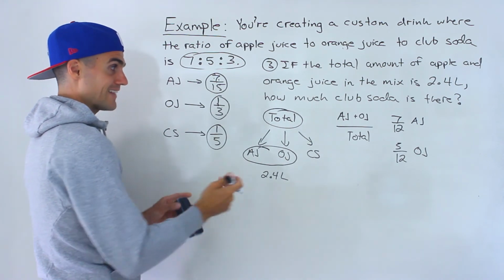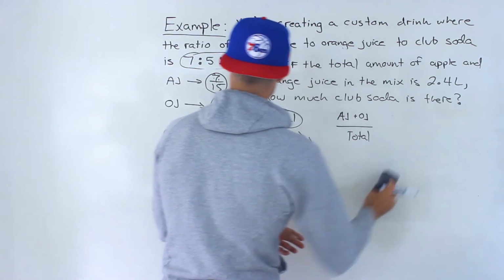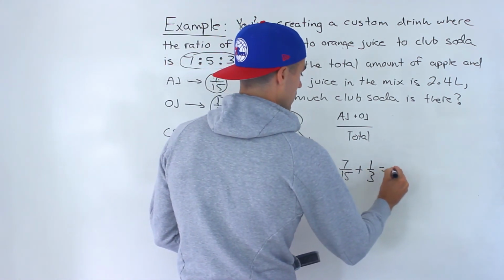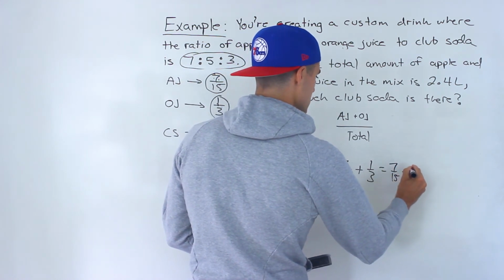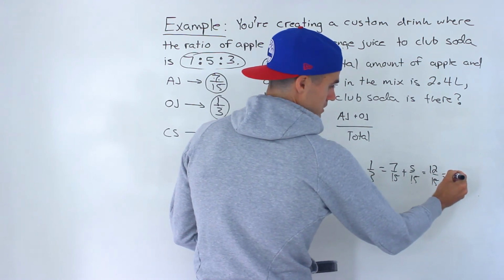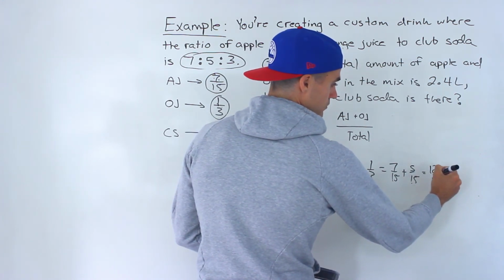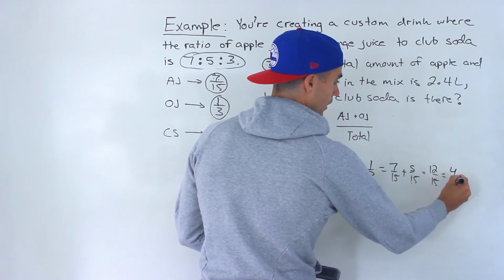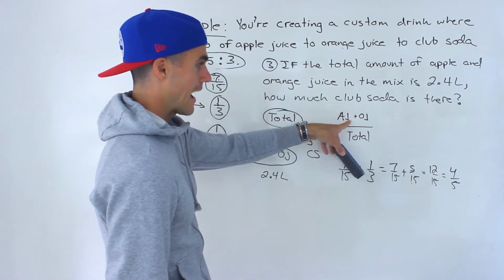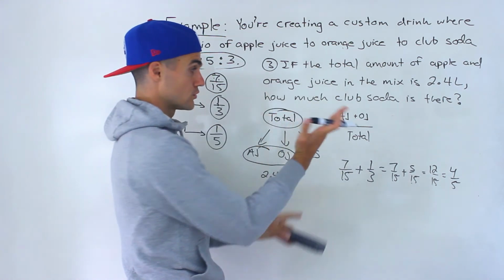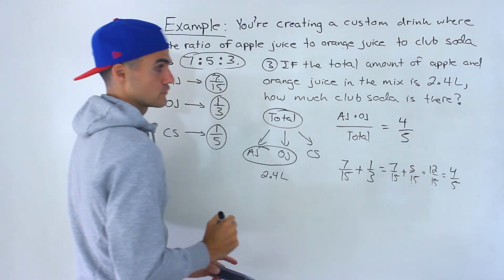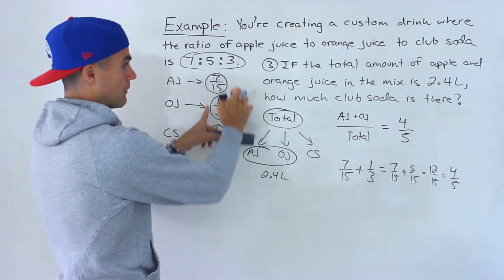And so if you wanted to get this ratio here, what you would do is add those two fractions. So we'd have 7 over 15 plus 1 over 3, which would be 7 over 15 plus 5 over 15, which would be 12 over 15. Divide both the numerator and denominator by 3, and we get 4 over 5. So the apple juice and orange juice total to the total of the whole drink is 4 over 5, like that. So we combine these two.